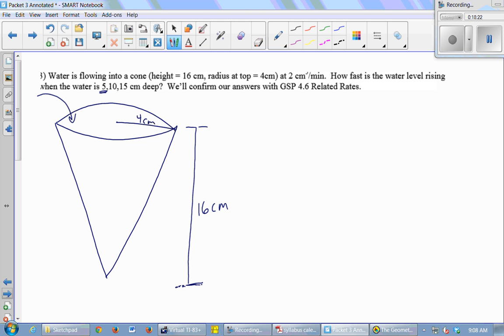All right, so let's see, what do I know? And what do I want? All right, what rate am I given here? The flow of water. What variable represents the rate of flow of water?